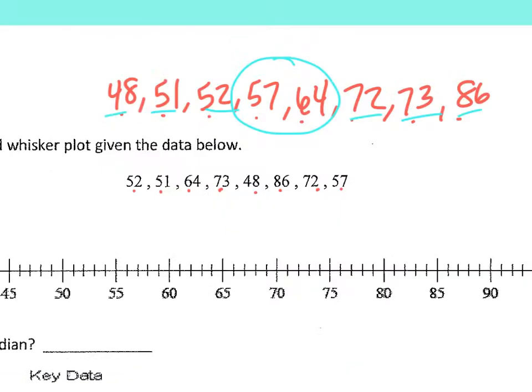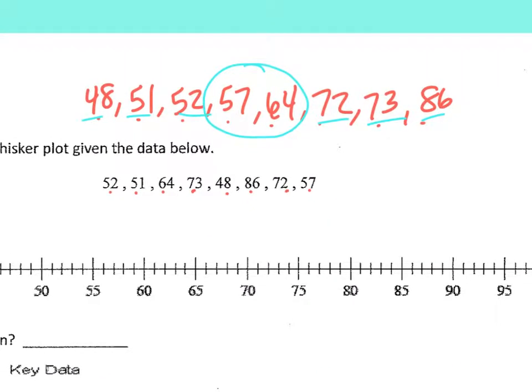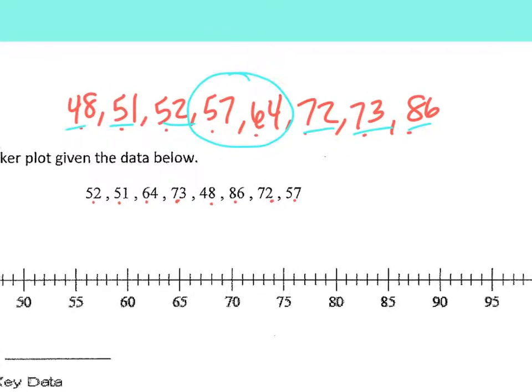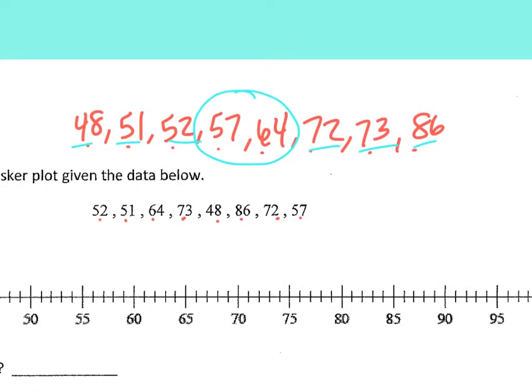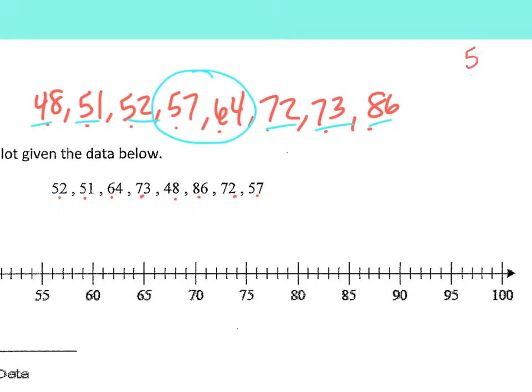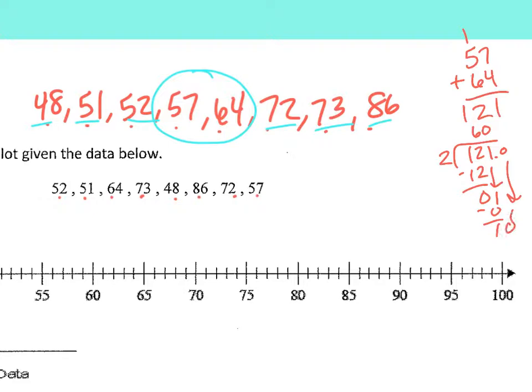So I end up with 57 and 64 in the middle after I put them in order from least to greatest. So what do I do now? How do I figure out what the median is? Okay, so let's add 57 plus 64. We get 121. And now divide that by 2. 60.5.